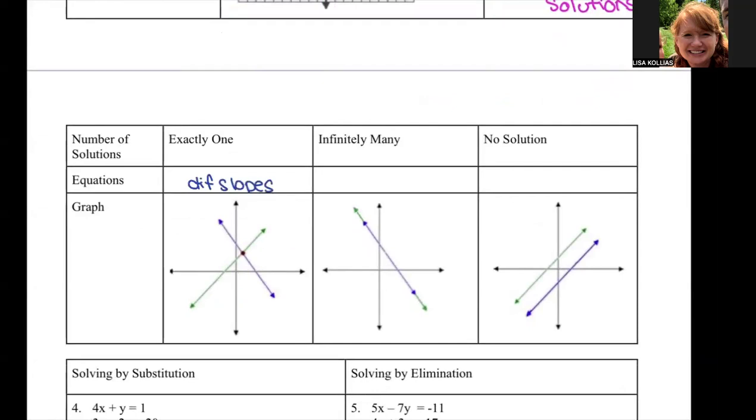You have infinitely many, you have two lines that are on top of each other, so that would be the same slope and the same y-intercept. No solution would be the same slope and a different y-intercept. And those would be parallel.